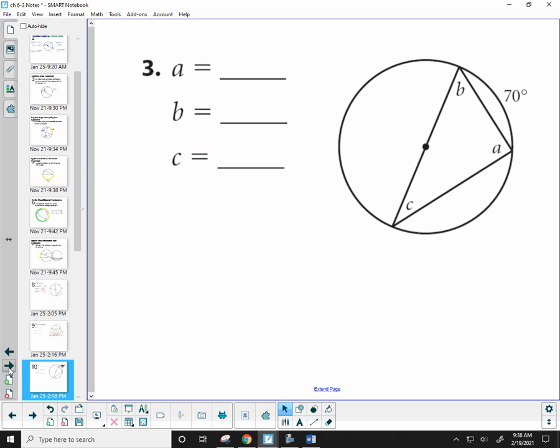Give you about 2 more minutes here. If you're stuck on the back, remember that radii need isosceles triangles.